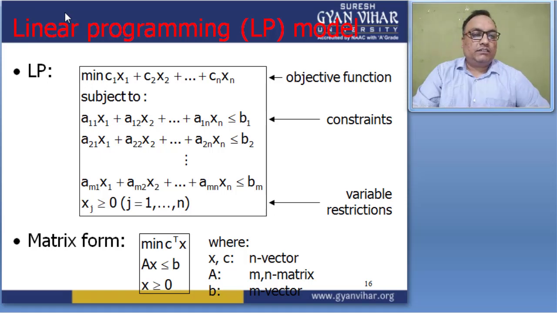And in matrix form, this is minimum c transpose x, subject to Ax less than or equal to b and x greater than or equal to 0, where x and c are n vectors, A is an m by n matrix and b is an m vector for this case. So this is one linear programming model for the minimum case.